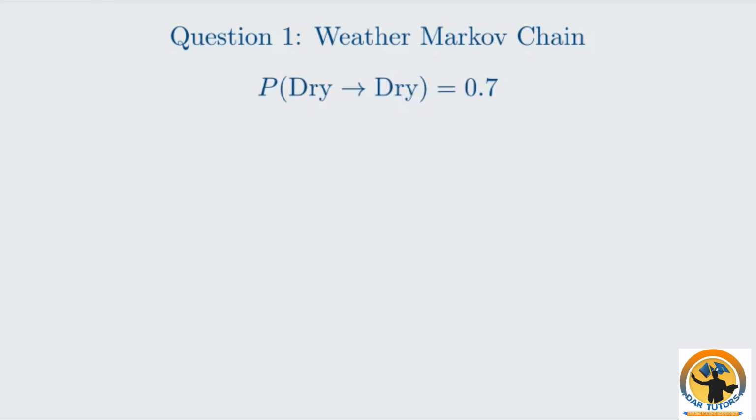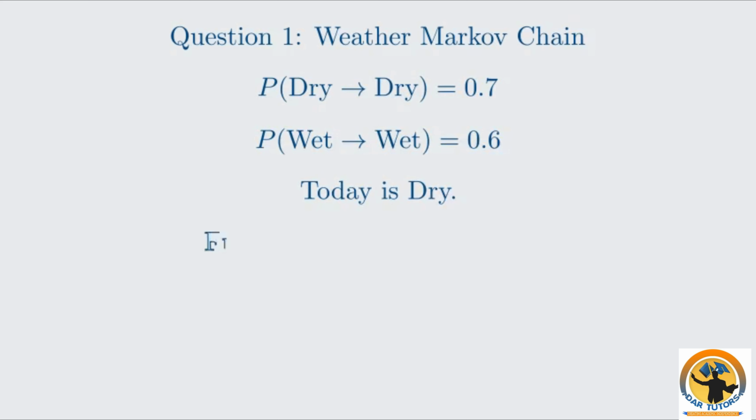First question. The weather in a particular city follows a Markov chain. If it is dry one day, the probability it is dry the next is 0.7. If it is wet one day, the probability it is wet the next is 0.6. Today is dry. What is the probability that it is dry exactly 3 days from now?